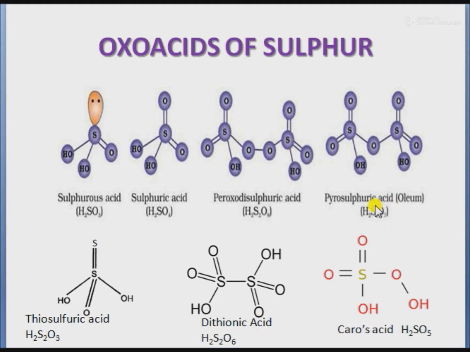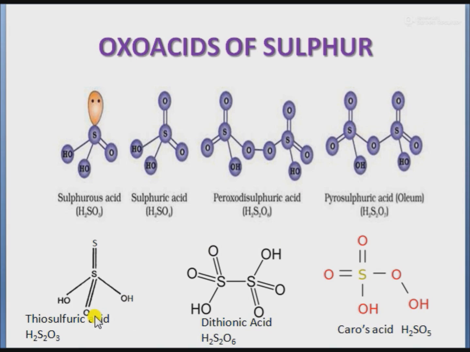And next is pyrosulfuric acid or oleum, H2S2O7. Here sulfur is also present in +6 oxidation state, and there is one oxygen between these two sulfurs forming a bridge, and two OH groups. That's why it is dibasic, and it is attached to 4 oxygen atoms with double bonds.